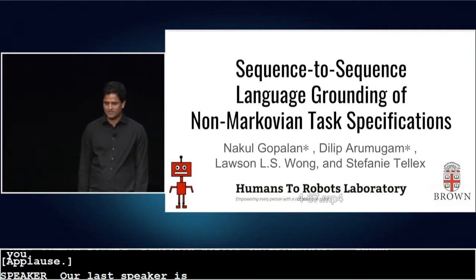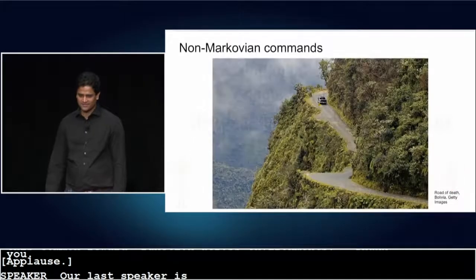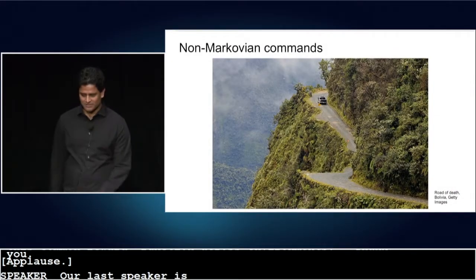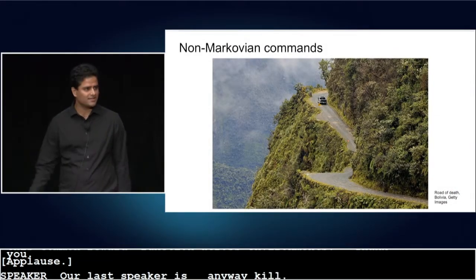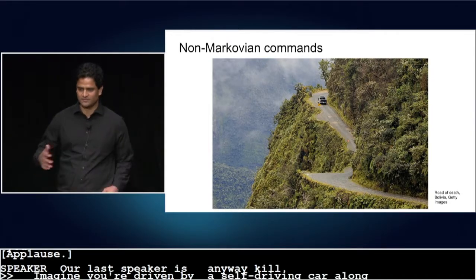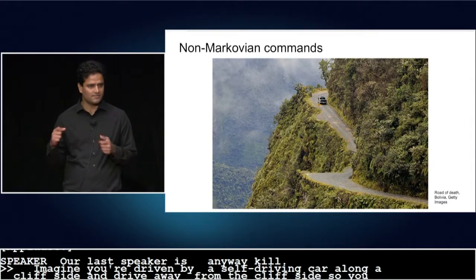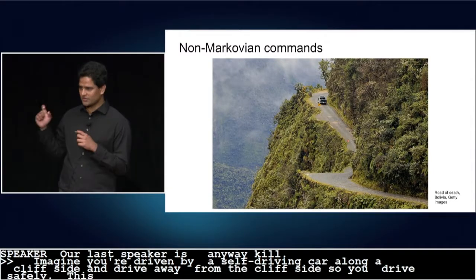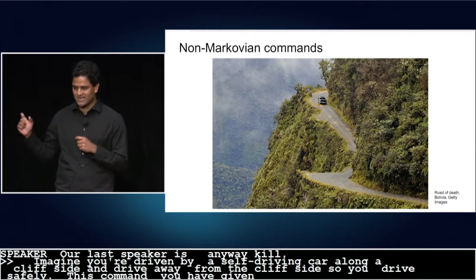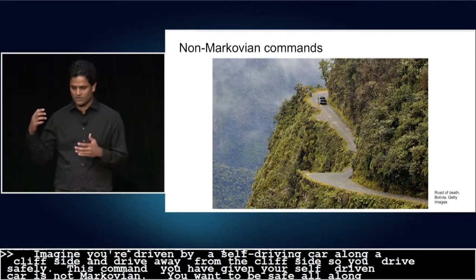Good afternoon. I'm Nakul, and I'm here to present our work on sequence-to-sequence language grounding of non-Markovian task specifications. Imagine you're being driven by a self-driving car along a cliffside, and you want to tell your self-driving car to drive away from the cliffside so that you drive safely. Now, this command is not really Markovian. It doesn't just apply to one terminal state. You don't just want to be safe in one state. You want to be safe all along the trajectory, which makes this command non-Markovian.